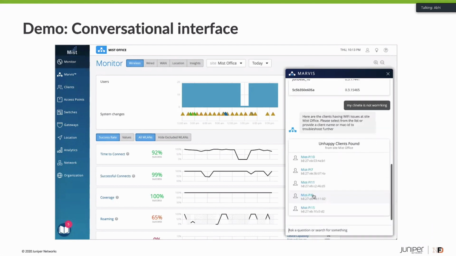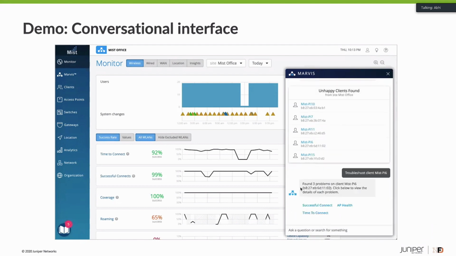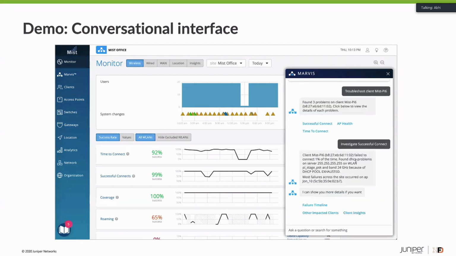You can find out what the client experience is like. You can tell us your client's not working, even if there are spelling errors, and we understand what you're saying. You can choose the client of your choice, and you can go back to the same troubleshooting aspects to see if your client is doing okay. If your client is not doing okay, we'll be able to tell you where the errors are.